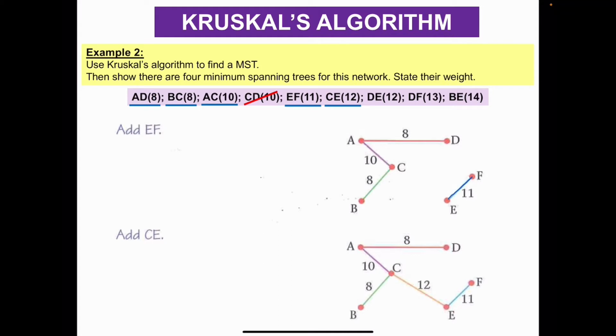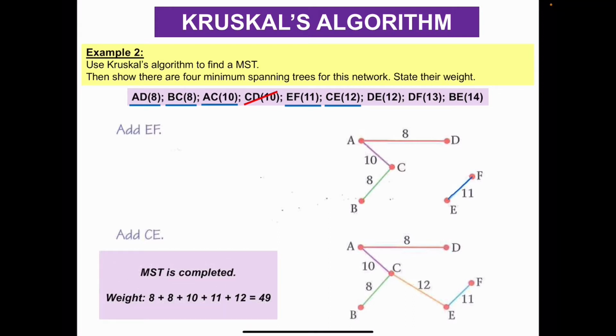So all I need to do is to state the weight of this network, or of this minimum spanning tree, and that means I just need to add the weights of the edges that were added to this minimum spanning tree. So 8 plus 8, 10, 11, 12, together it's 49.